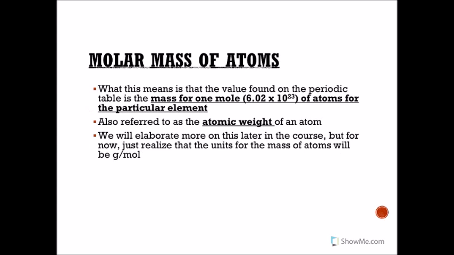What this means is that the value found on the periodic table is the mass for 1 mole, or 6.02 times 10 to the 23 of atoms for that particular element. Again, we also refer to this as the atomic weight, and we'll elaborate more on this later in the course, but for now, we need to make sure we realize the units for mass when we come off the periodic table can also be in grams per mole.